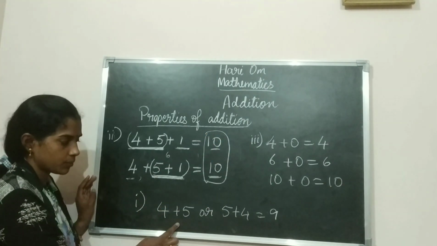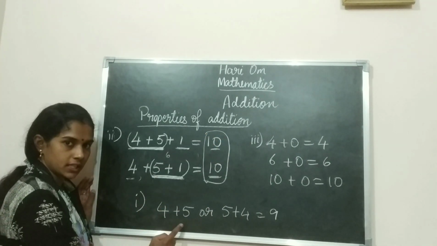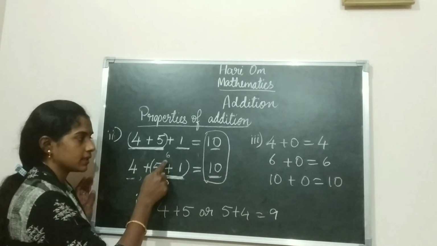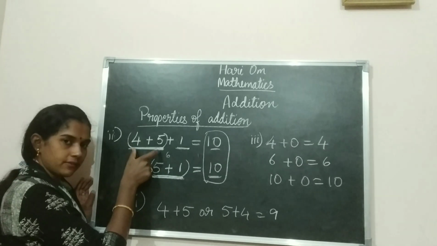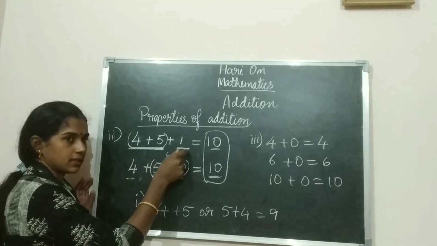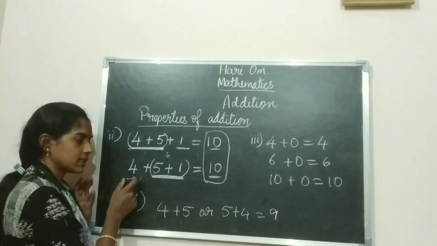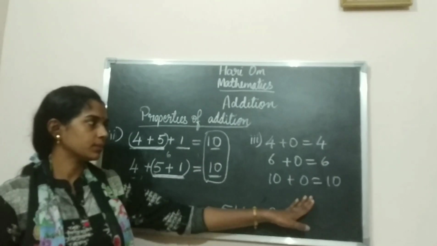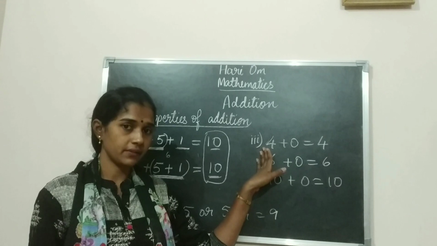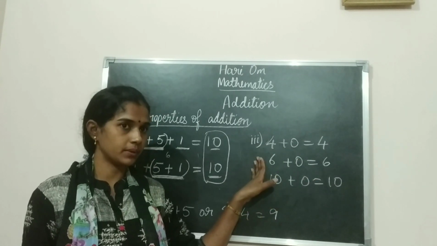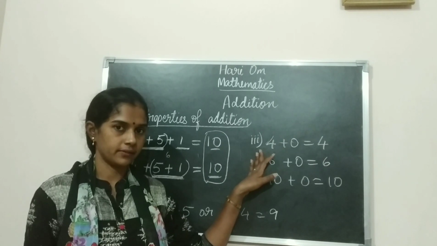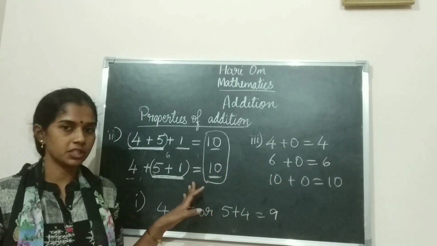So first property, if we change the order of the addends, the answer is the same. In the second property, if we add the first two numbers and then the third number, or the last two numbers and then the first number, the answer is the same. And third property, when we add 0 to any number, the answer is the number itself. So understood all the properties, children?